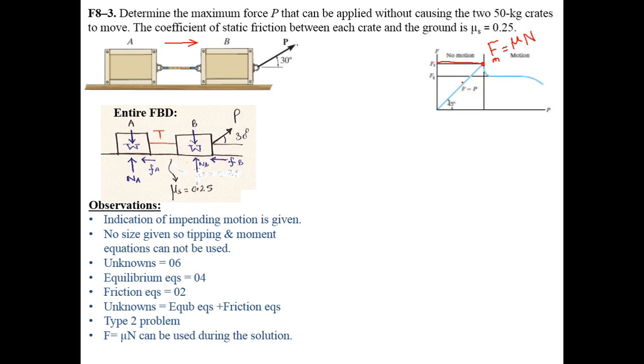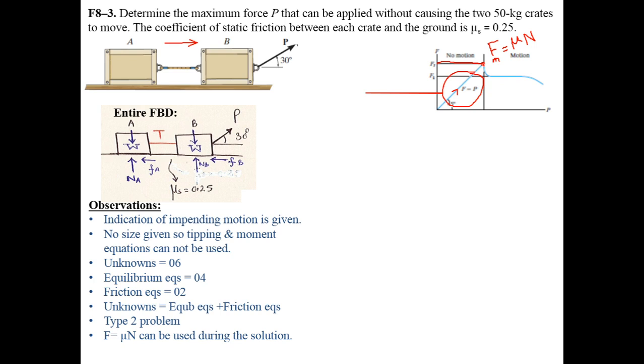And we know that in this region, below this line, there is no motion at all. There is no motion at all until this value of force P increases and arrives at this point. Right at this point, motion is just about to take place. So the value of force P at this point will be the maximum value of force that we can apply without causing the motion of the block.